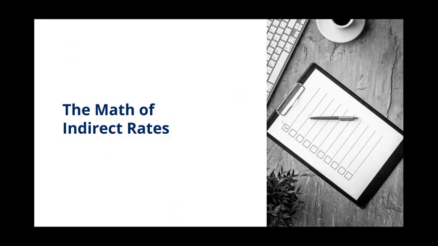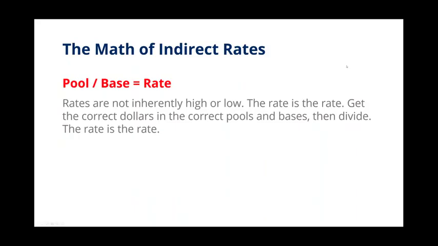All right, so let's now talk about the math of indirect rates. And this is, again, for me, I guess where my nerd comes out, but this is kind of the fun part. The first part is really easy. If we think about pool and a base and calculating a rate, division is pretty simple and straightforward, right? I take my numerator, which is the pool, I divide it by my base, which is the denominator. I come out with a percentage, and that is my rate that I applied. Seems pretty simple and straightforward.